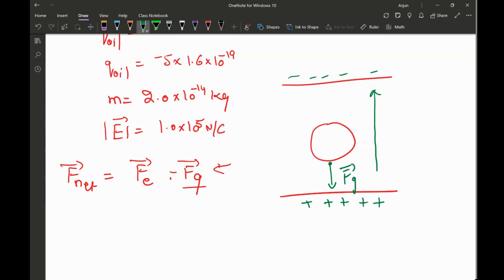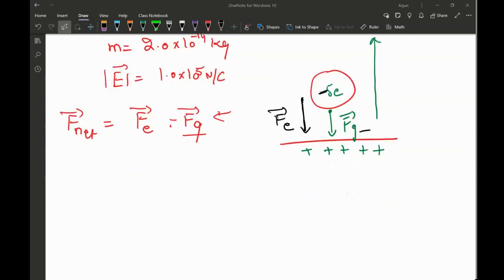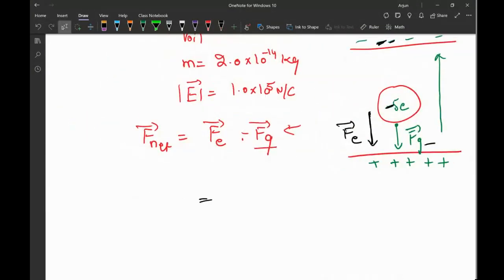Which direction will Fe act? First of all, the charge is negative 5 e, that's given in the question. This is negative, and this charge is negative, so negative and negative will repel each other, so this has to go in the downward direction. So both forces are in the downward direction. Fg is downward, and Fe is also downward in this case. If you couldn't understand, I recommend you pause the video, go back and re-look. Now we've figured out the diagram and we just need to find the net value.